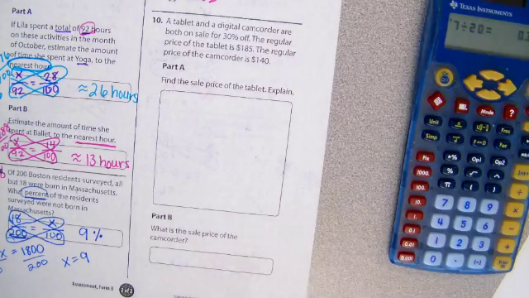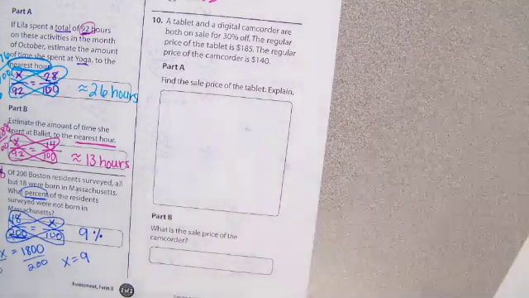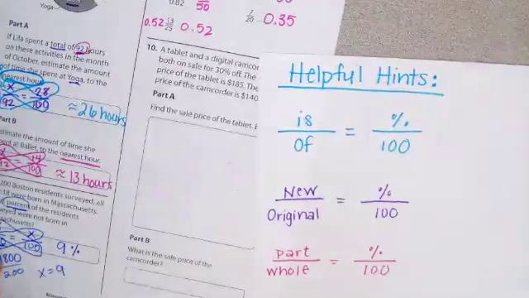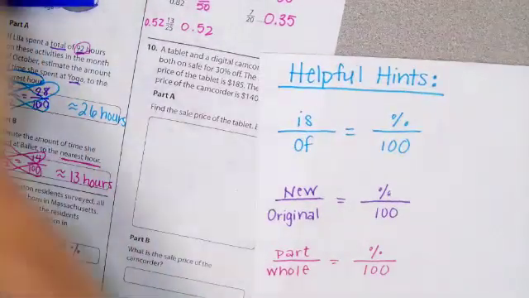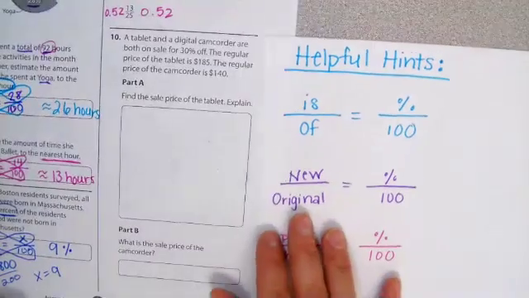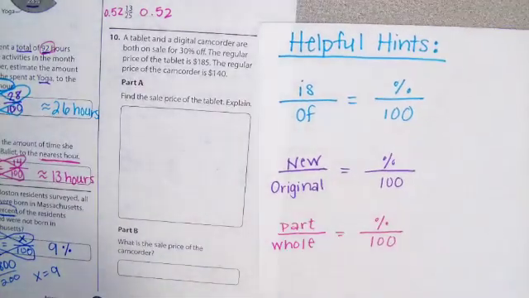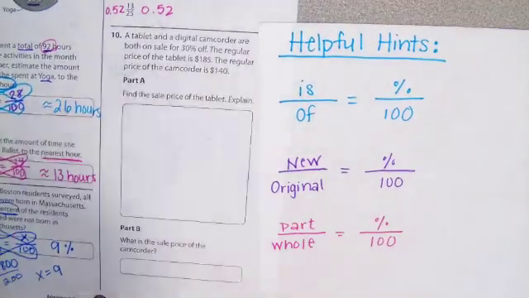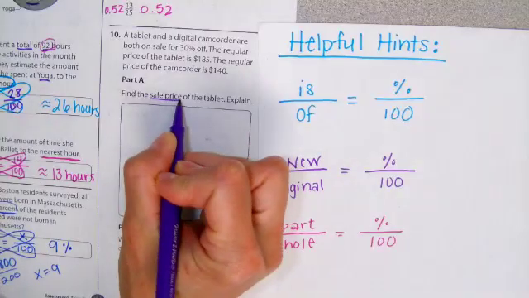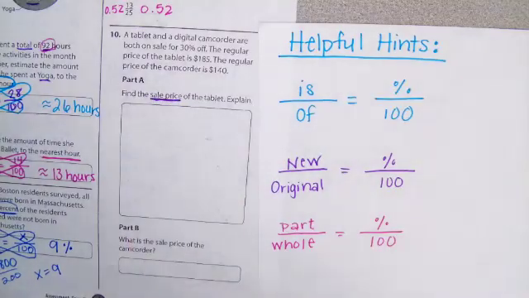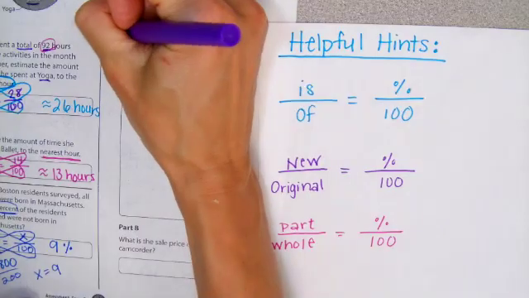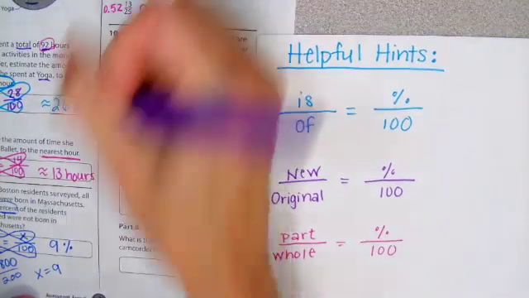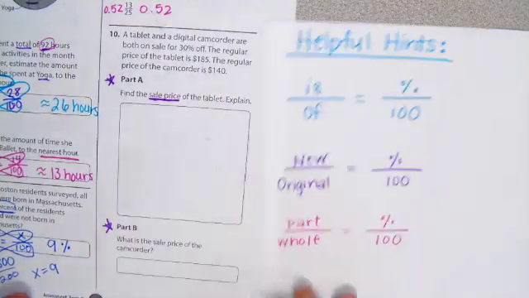Okay, this one we are going to use our helpful hints, but there is a tricky part on the ones that are like this, okay? So we're trying to find a sale price, okay? So I just want you to realize, and maybe we even star this one and this one, because we're going to find a sale price here too.